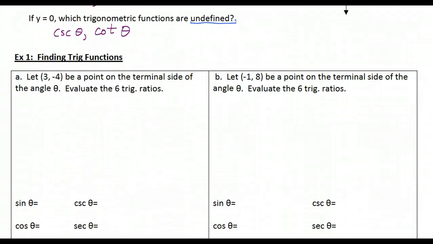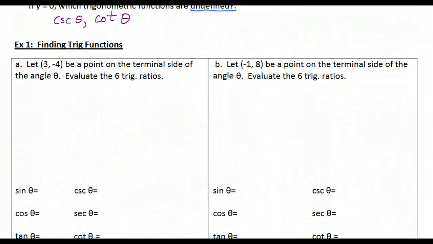So what's going to happen is they're going to give you a specific point. In part A, they're giving us the point (3, -4). You're going to sketch for yourself a little coordinate plane, and I'm going to graph this point (3, -4). So 1, 2, 3 along the x, 1, 2, 3, 4 in the negative direction along y. So there is my angle, and technically it's starting here and ending here.